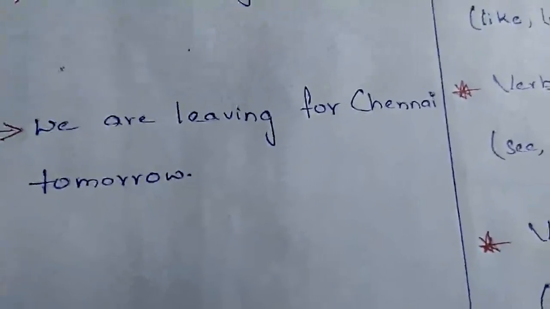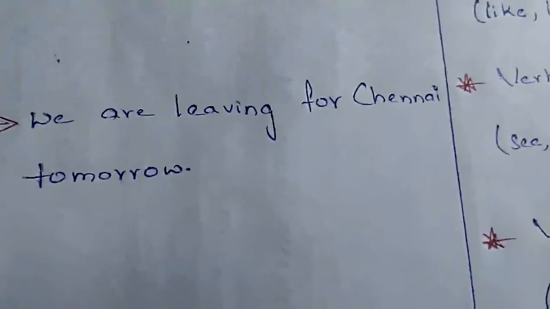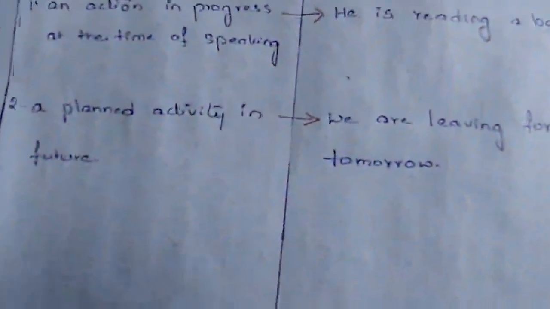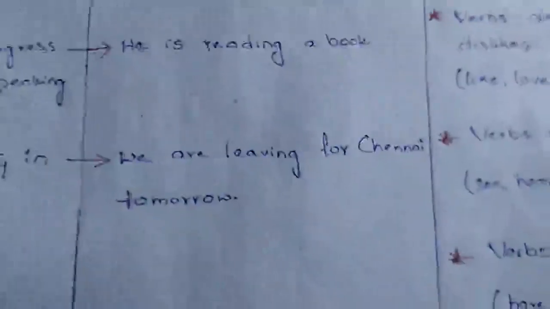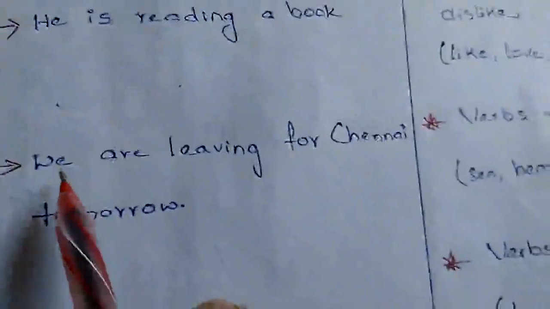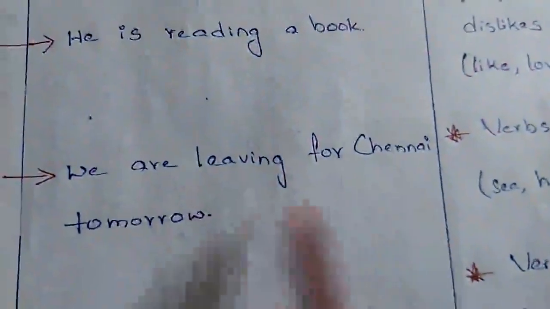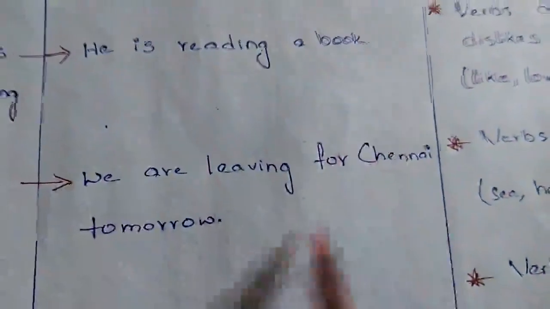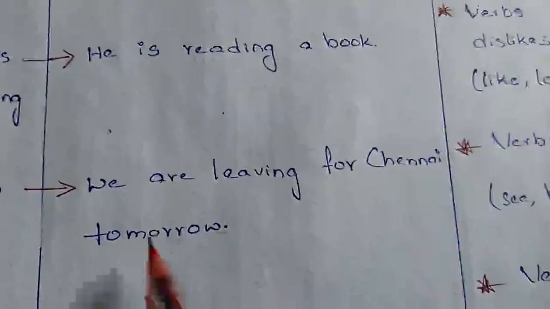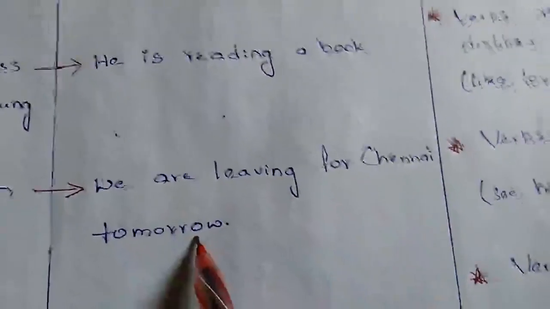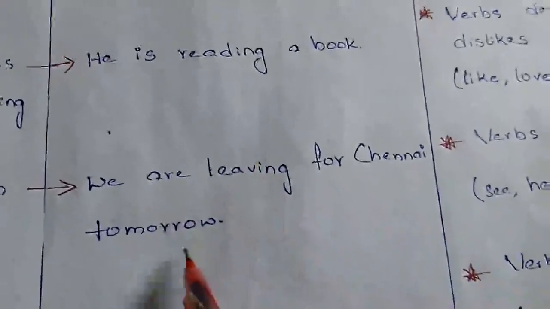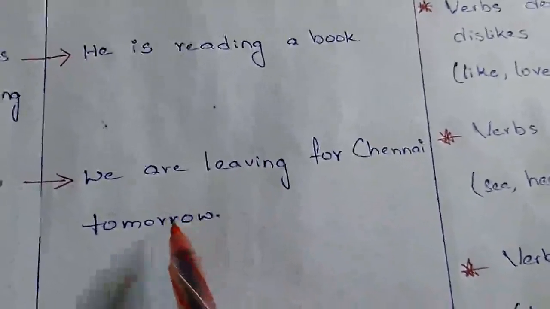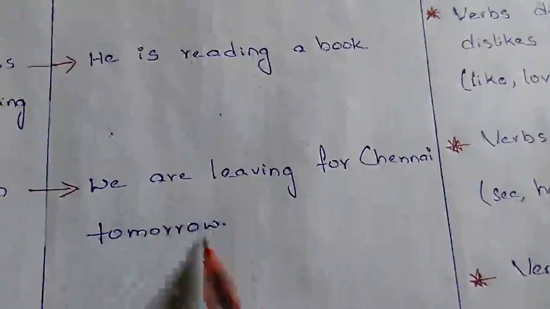So if you are trying to refer to a planned activity in near future, if something is going to happen in near future, such actions can be expressed in present continuous. For example, we are leaving for Chennai tomorrow. This is the best example. Like we plan to leave for Chennai tomorrow. So to express this planned activity, we are keeping this sentence in present continuous.